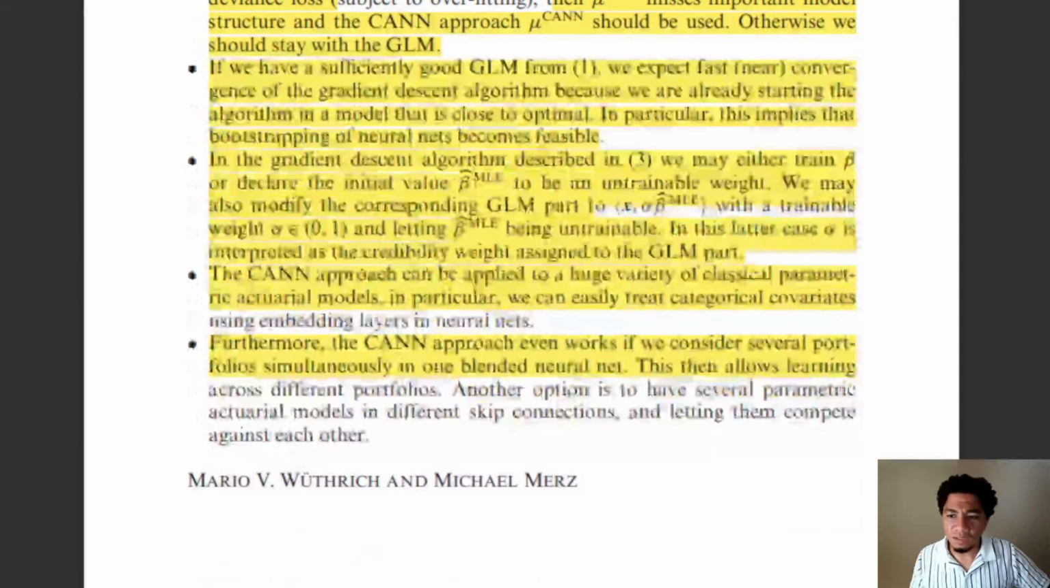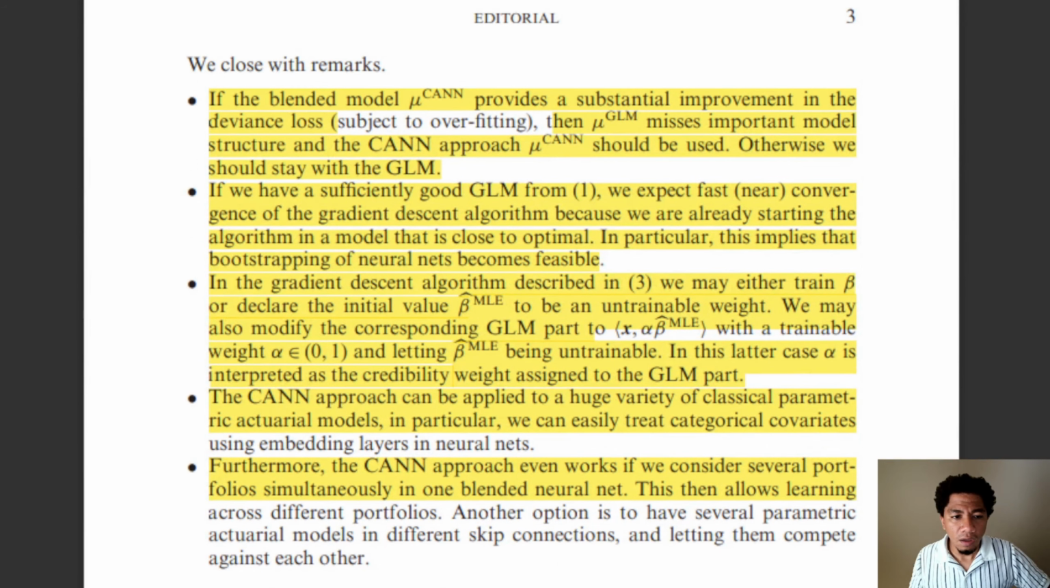So that is essentially combined actuarial neural nets. And in the next video, I'm going to show you how to implement this in Python.